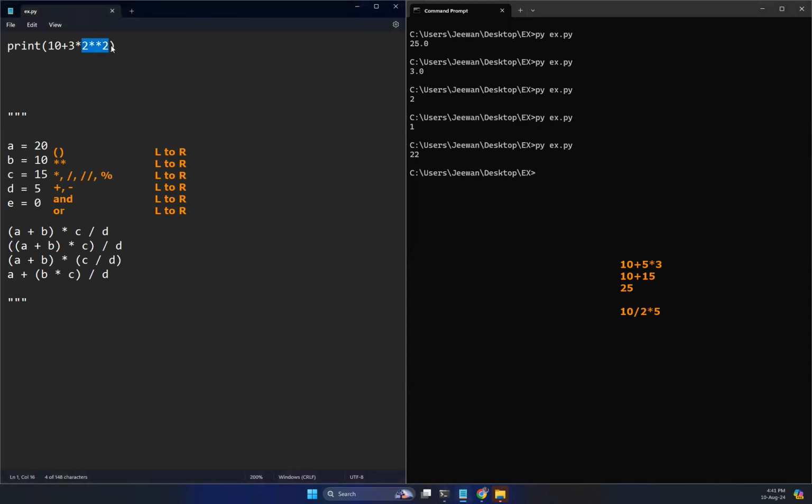First 2 to the power 2 is 4. And then 3 into 4 is 12. Then 12 plus 10 is 22. Right? First you do this one, then 2 to the power 2 which becomes 4, and then 3 into 4 becomes 12. Then 10 plus 12 becomes 22. Right.